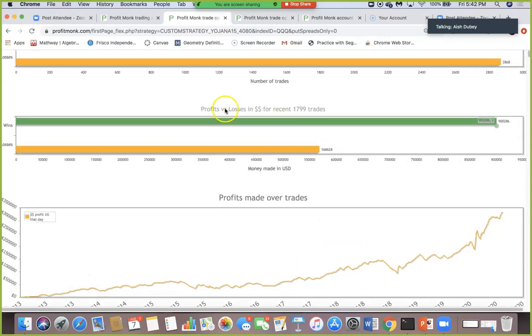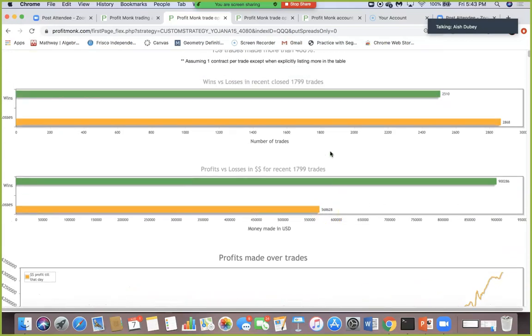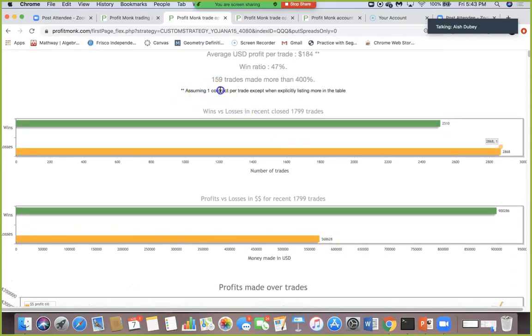Different graphs. So profit versus losses in dollars for all these trades. So you basically had about 900K of profit and 568K of losses. I should have highlighted that this analysis is assuming that you are trading one contract per spread, per trade. You can trade any number of contracts, it's your choice, but this is assuming one contract.